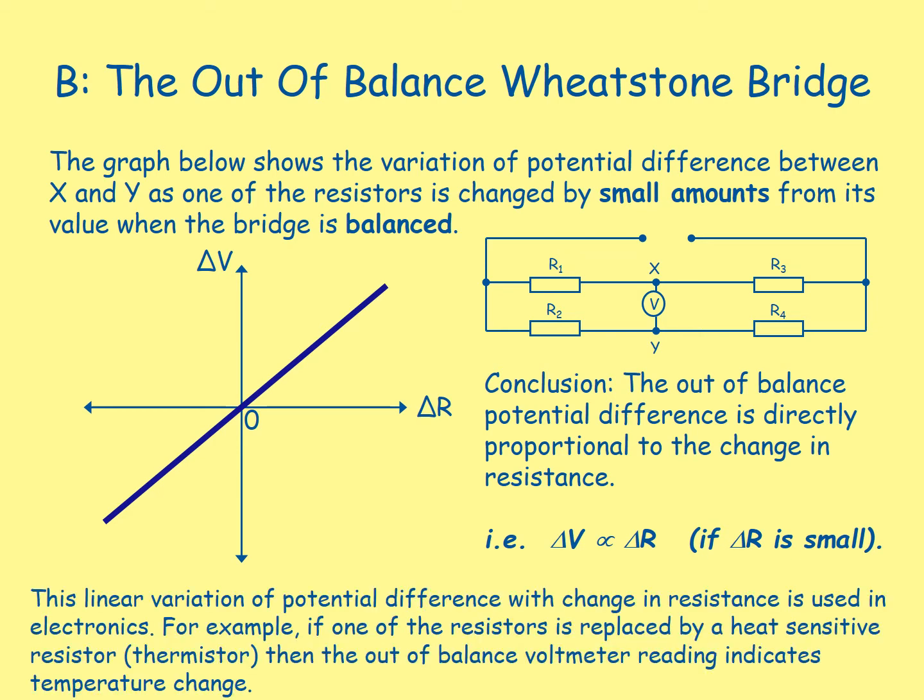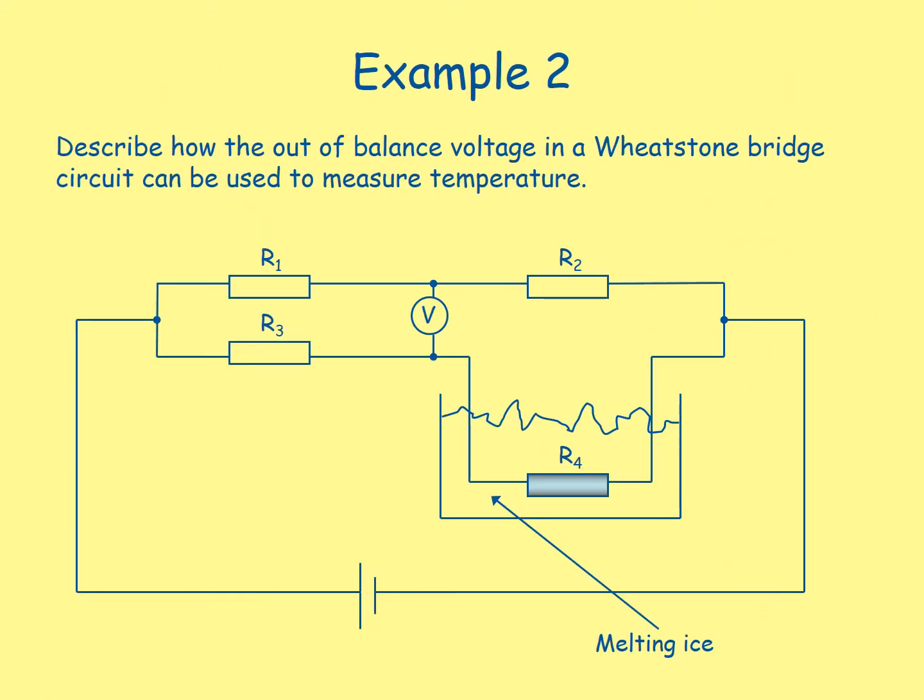This linear variation of potential difference with change in resistance is used in electronics. For example, if one of the resistors is replaced by a heat-sensitive resistor, i.e. thermistor, then the out-of-balance voltmeter reading indicates temperature change. Example 2. Describe how the out-of-balance voltage in a Wheatstone bridge circuit can be used to measure temperature.